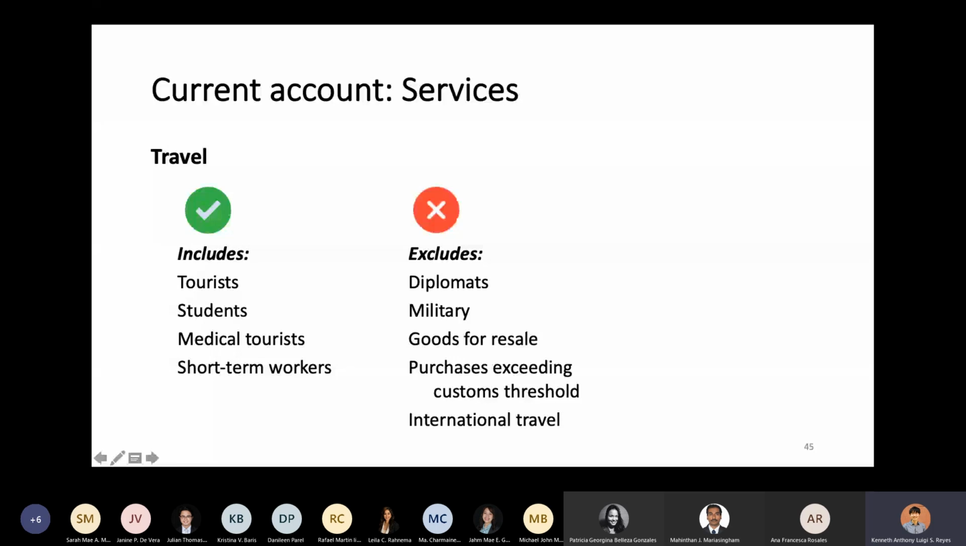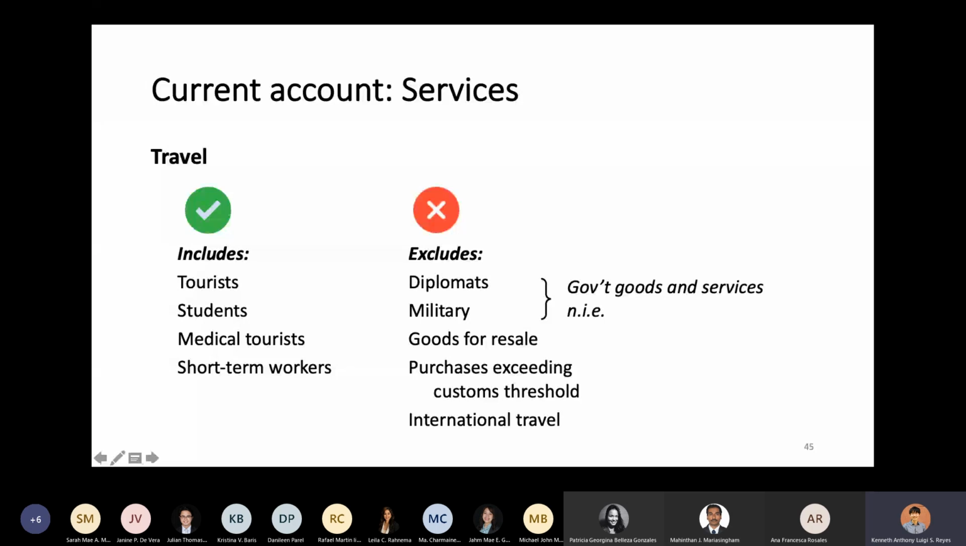Diplomats and military, again, since these are non-residents interacting with their fellow residents, are not going to be counted onto travel receipts. Although if, say, the U.S. Embassy in Japan interacts with Japanese enterprises around it, that will be counted under government goods and services.